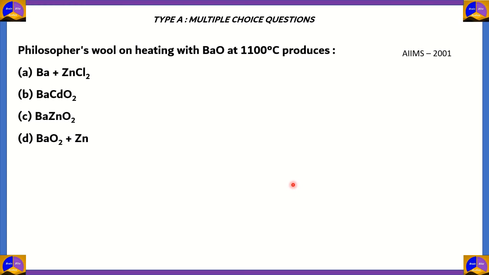The first question is asking us to find out the product when you heat barium oxide with Philosopher's Wool at 1100 degrees Celsius. So the key to this question is to find out whatever is Philosopher's Wool. So what do you think is known as Philosopher's Wool? Well, in ancient alchemy, on alchemical processes, you get ZnO as a white fluffy product, and that's why it's known as Philosopher's Wool. The name Philosopher's Wool is associated with zinc oxide.